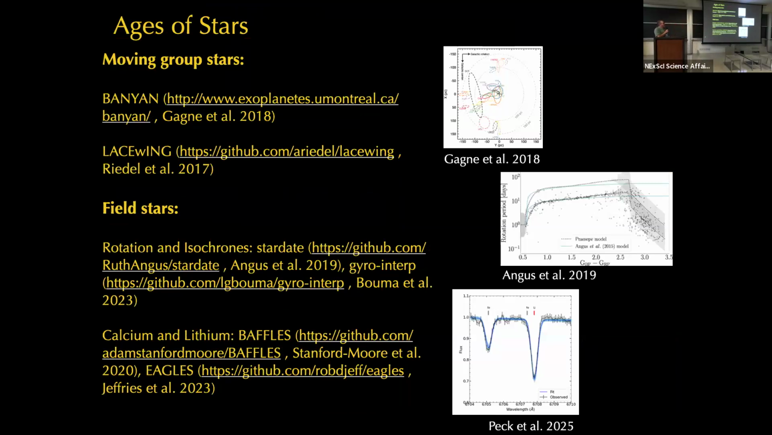So I'm just going to leave this sort of reference up here. If you want to get the age of a given star, first, check if it's a moving group. BANYAN and LACEWING are nice ways to calculate the probability of your star being in any given moving group. If it's a field star, you still have hope. You can get a rotation period from TESS and use something like gyro-interp or stardate to get an age posterior out of that. If you have lithium or calcium, BAFFLES is really good. If you have lithium, EAGLES is really good. So lots of different packages to get yourself an age posterior for the star that you think you have a planet around.